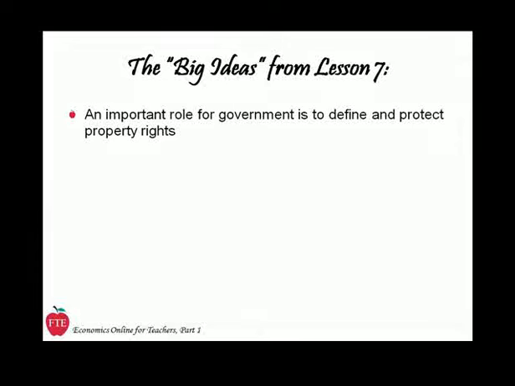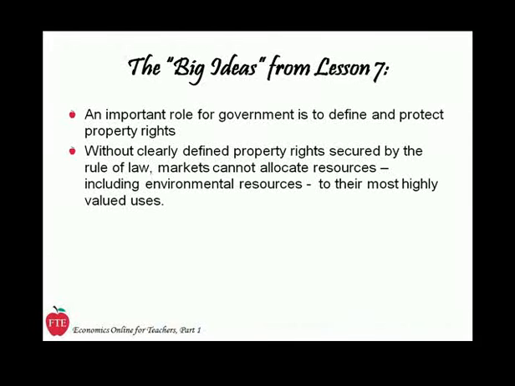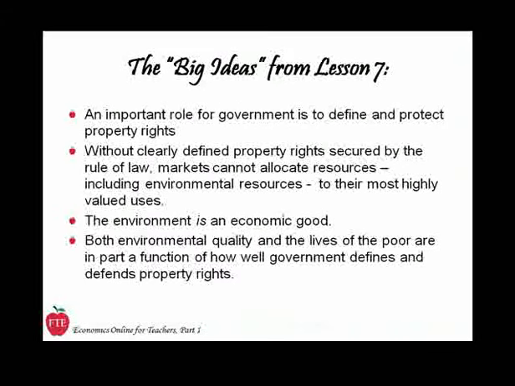As we apply our general understanding of property rights institutions and incentives to specific issues like the environment or world poverty, we should also remember that one of the most important tasks of government is to define and protect property rights so that our economic institutions can do the work they're designed to do. Next, markets allocate resources to their most highly valued uses, including environmental uses, only when the conditions for effective markets are present. And one of those conditions is that the parties to an exchange have to own what they're trading. Remember, the environment is an economic good, and both environmental quality and the lives of the poor are in part a function of how well government defines and defends property rights.